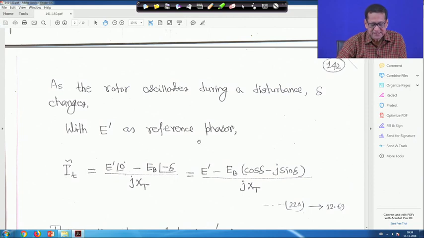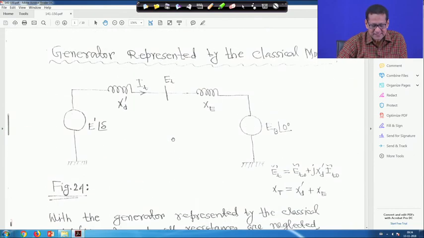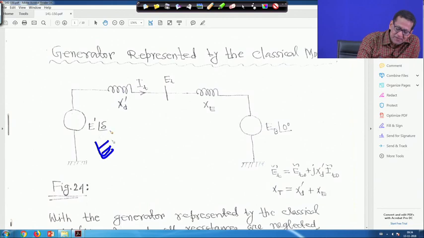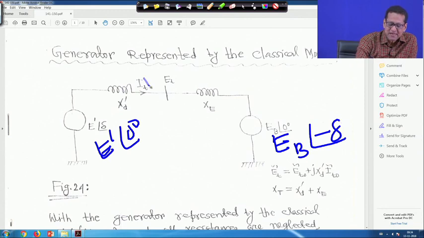Therefore, with E dash as the reference phasor, I told you that I t tilde can be written as E dash 0 minus E b angle minus delta upon j x t. Here, instead of this one, I can take this, and this one I can take as minus delta. So, this is my I t.